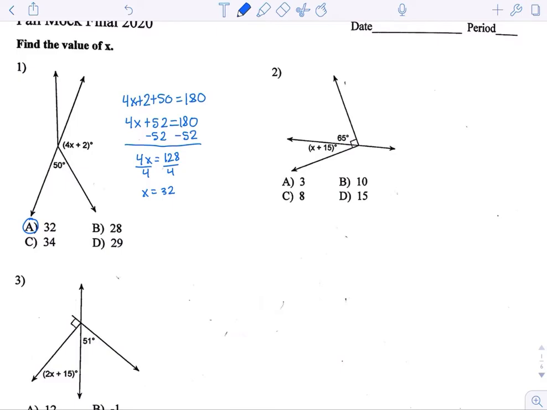Okay, number 2. That's complementary angles, which means both angles add up to 90. So make your equation: x plus 15 plus 65 is equal to 90. So x plus 15 plus 65 is 80, equals 90. Subtract 80 from both sides. You are going to get x is equal to 10, which is B.